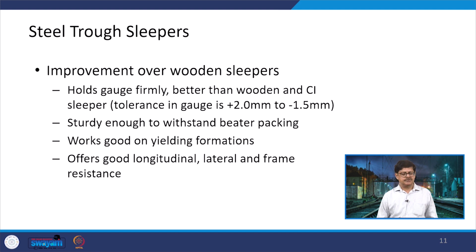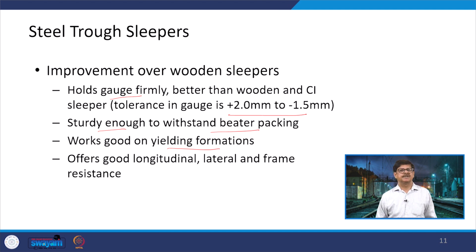Then another thing was it held the gauge firmly, which was better than the wooden, as well as better than the cast iron sleepers, which we are going to talk about. And the tolerance in this particular case was in a range of plus 2 mm and minus 1.5 mm. They were sturdy enough to withstand the beater packing. They were good on yielding formations also.